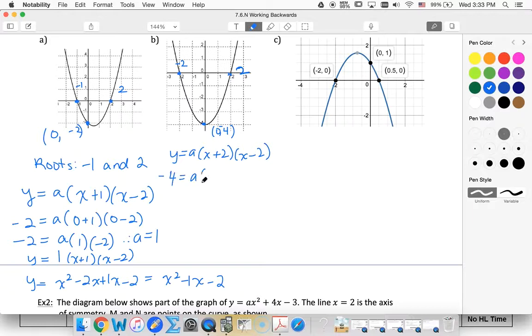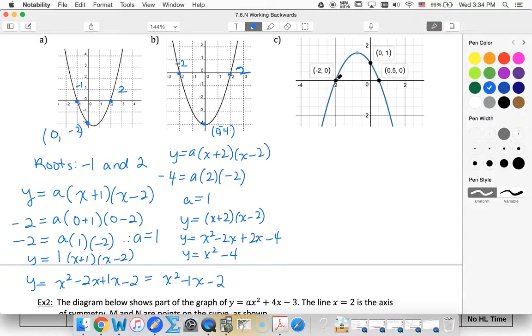-4 equals a times 0 plus 2 is 2. 0 minus 2 is -2. -2 times 2 is -4. So my a must be 1 again. So I don't even need to write the a. x plus 2, x minus 2. If I multiply this out, I get x squared minus 2x plus 2x minus 4. Those cancel. x squared minus 4.